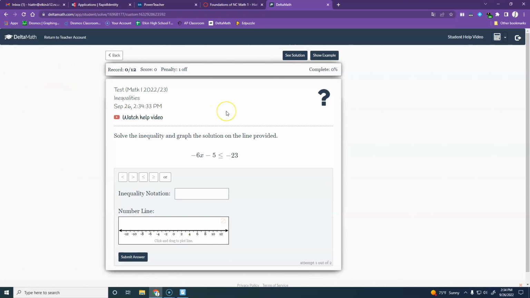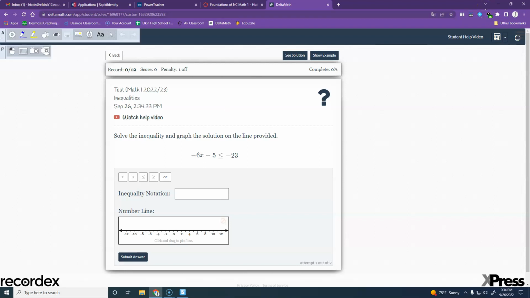Okay. All right, so you will have an equation like we see here. I've got negative 6x minus 5 is less than or equal to negative 23. I would add 5 to both sides here. So I'd get negative 6x is less than or equal to negative 18. I would divide both sides by negative 6. When I do that, what do I have to do to my sign? Flip it, and I would get a positive 3 there.